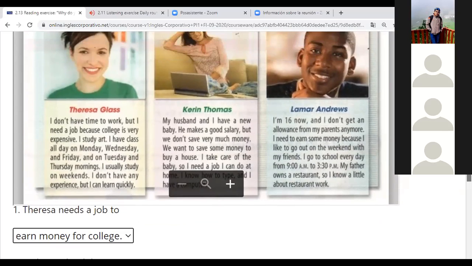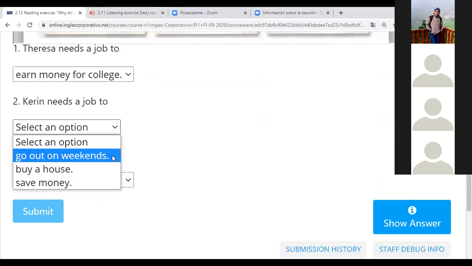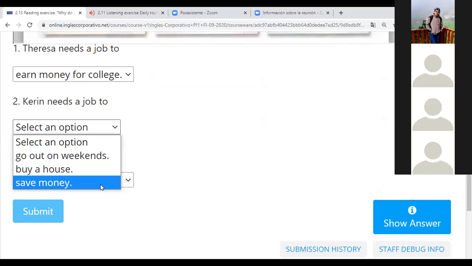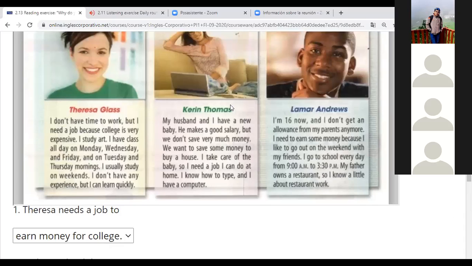Okay. Second one. Karen Thomas: My husband and I have a new baby. He makes a good salary, but we don't save much money. We want to save money to buy a house. I take care of the baby, so I need a job I can do at home. I know how to type and I have a computer. So Katie needs a job to go out on weekends, buy a house, or save money. Save money.